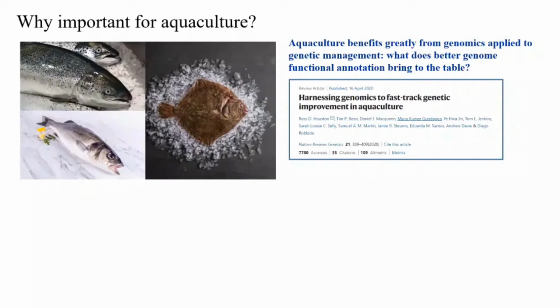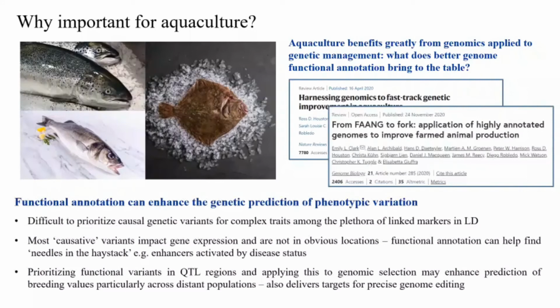An important question that I think is often and increasingly leveraged at FAANG is, how does genome functional annotation help enhance farmed animal production? And there's a recent perspective that gives an overview of this sort of thing, led by Emily Clark, another colleague based at the Roslin Institute, and this had authors from the 3 different AQUA-FAANG projects on their vision, called From FAANG to Fork, looking to the future of how this sort of data can improve farmed animal production.